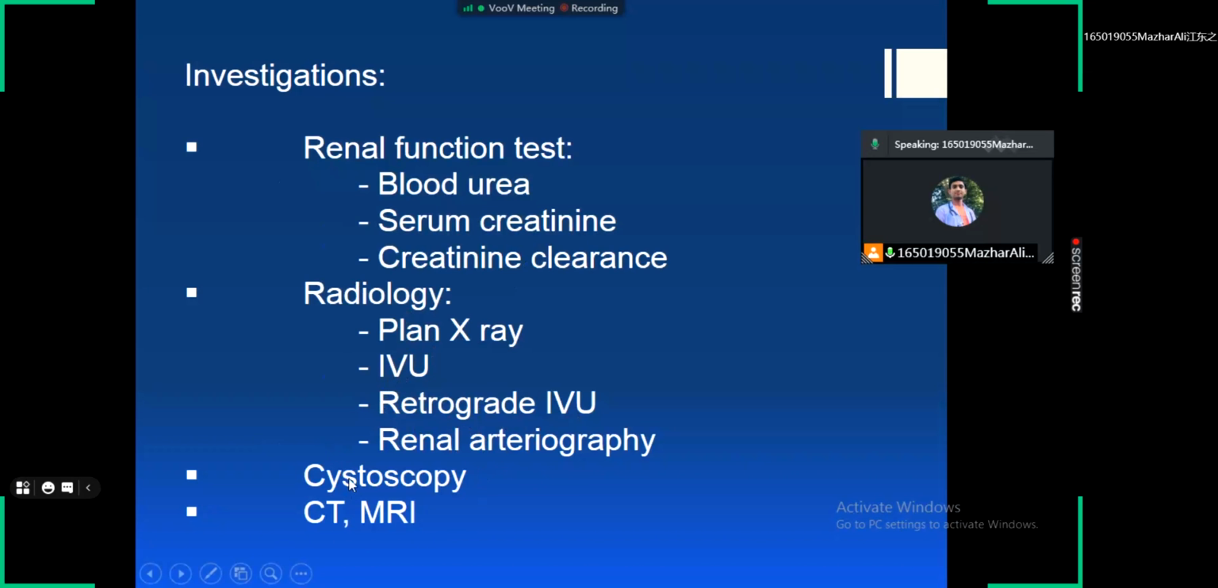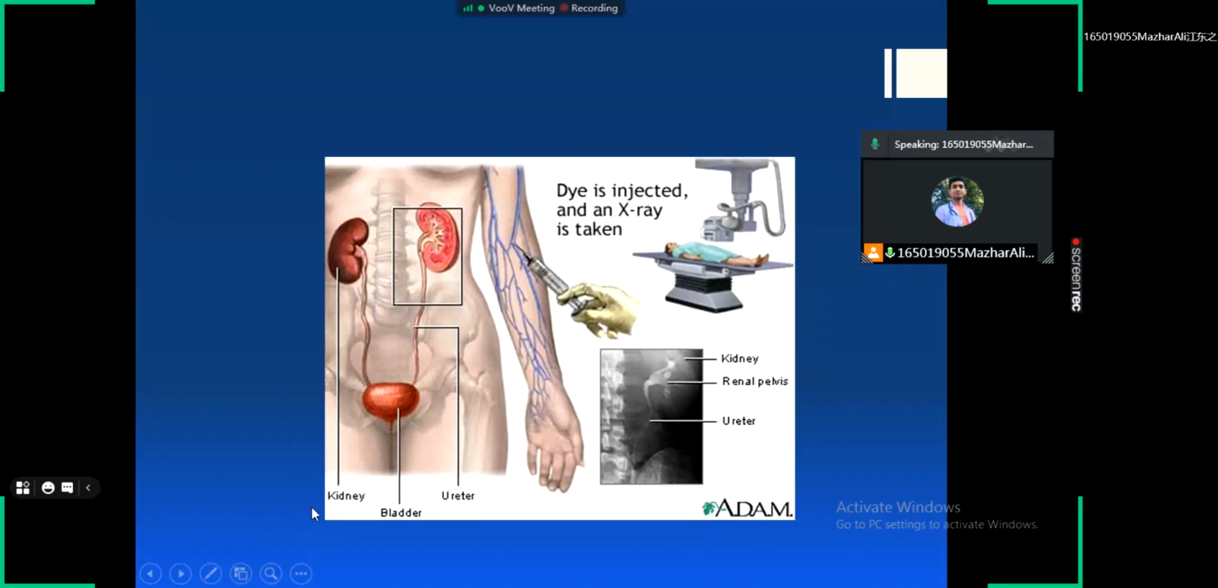Other investigations we do in urology include cystoscopy. Cysto means checking the bladder for any carcinoma or any pathology going on. Then we do CT or MRI. This we call intravenous urography.